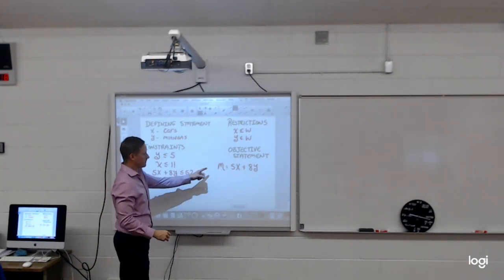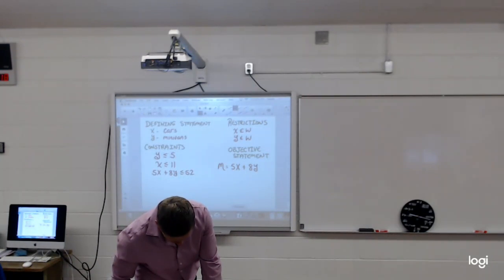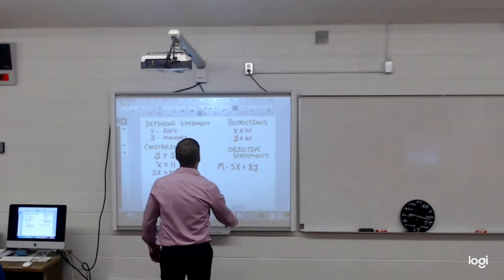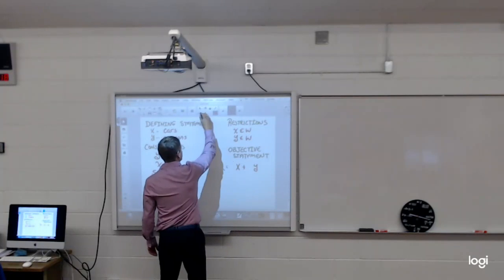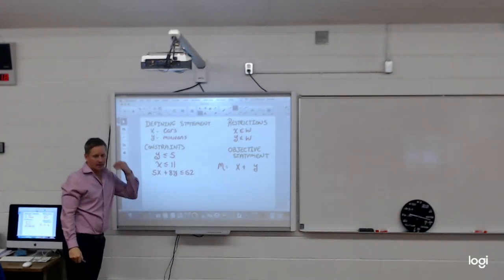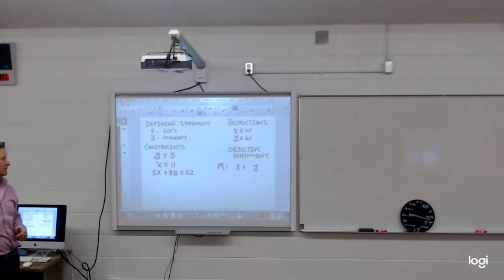I might have this wrong. Let me just make sure. My objective statement. I do have this wrong. Sorry. I don't need the people in this one. So just change that for me, please. Cars plus minivans, that's my maximum number. Cars plus minivans is my minimum number. The people don't matter until I do this here.